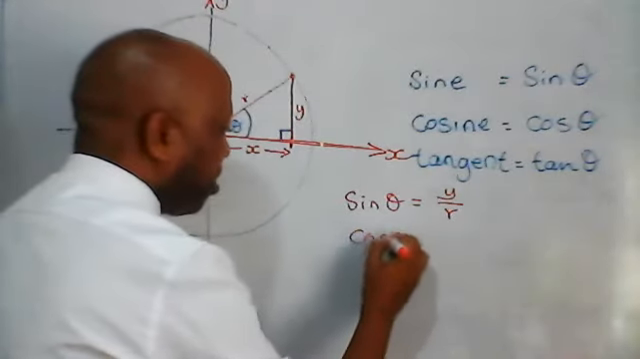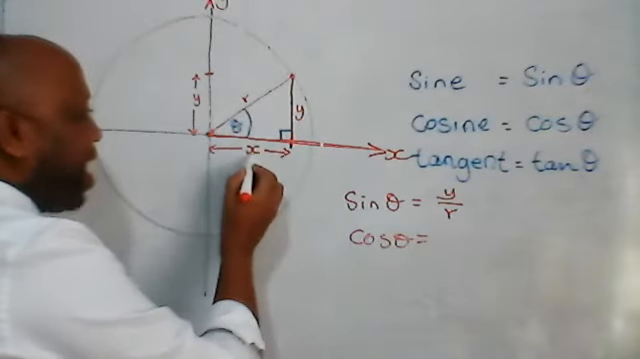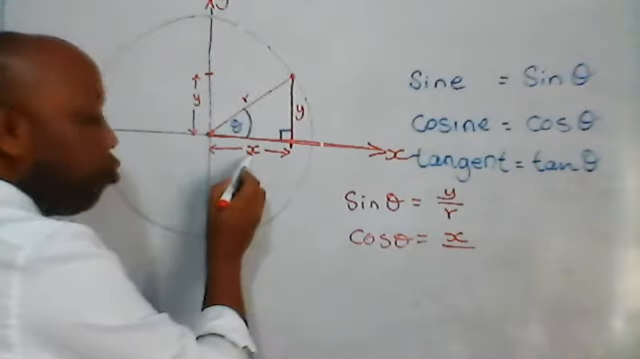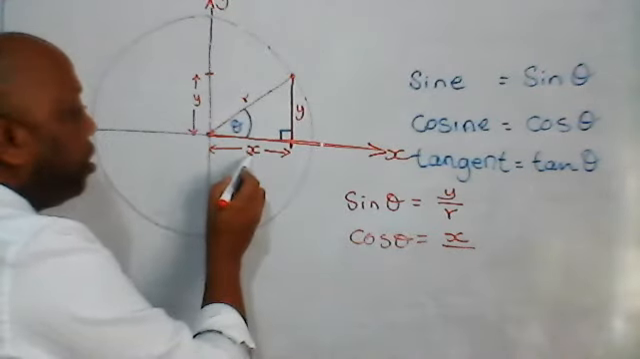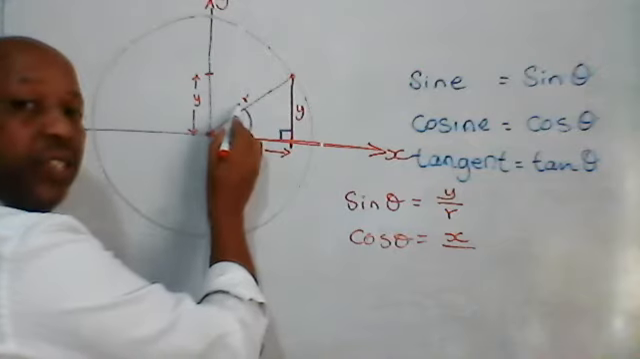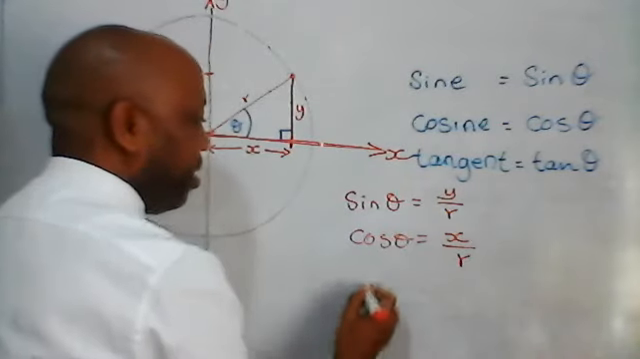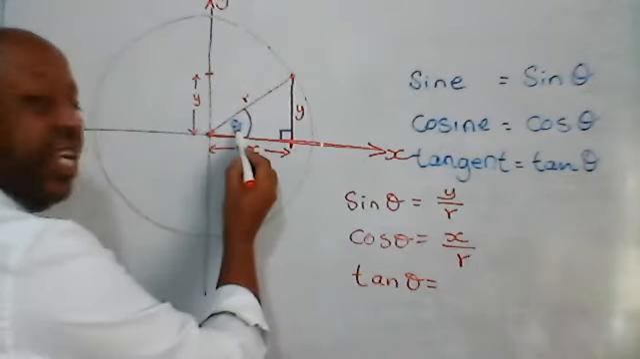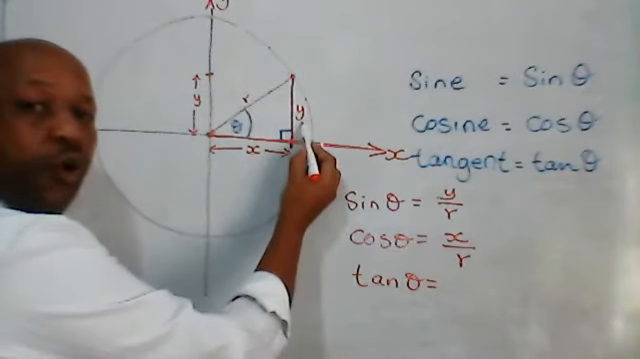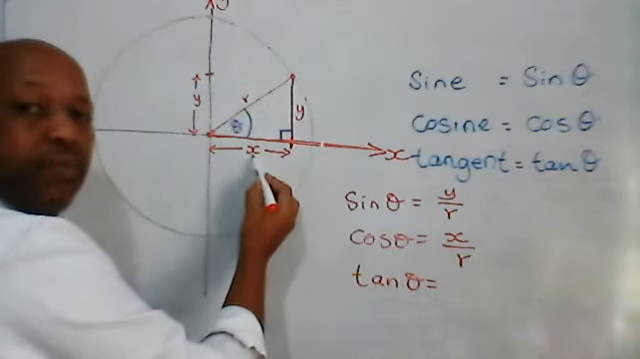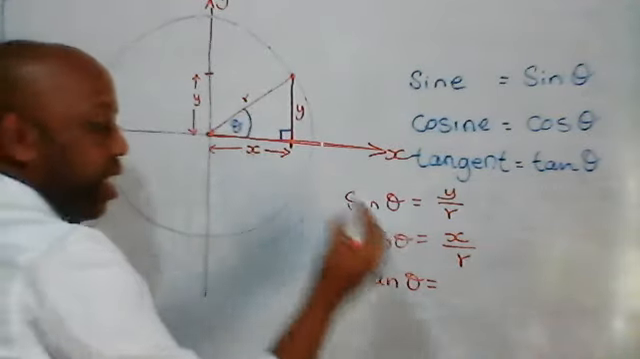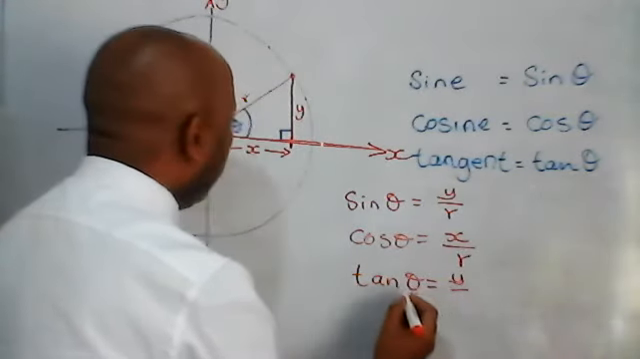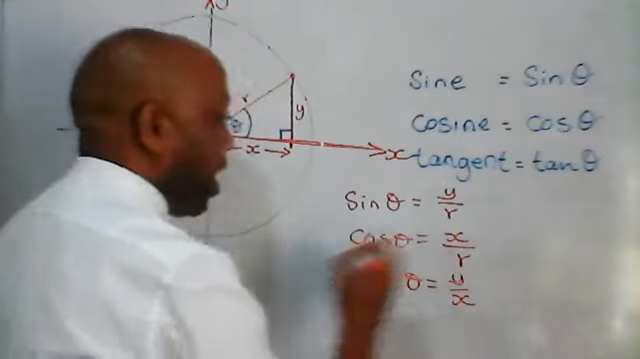The cosine of theta is defined as the adjacent side, x, adjacent to the angle, divided by the hypotenuse side, which is r. The tangent of theta is defined as the opposite side, which is y, divided by the adjacent, which is x. Tan theta, beg your pardon, is equal to y over x.